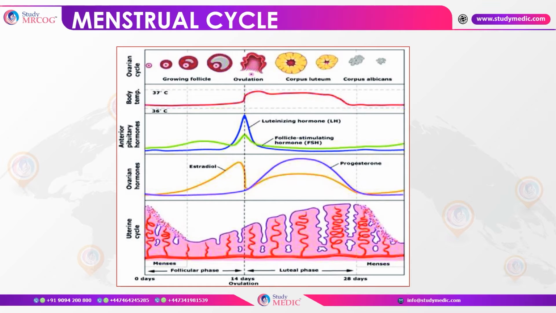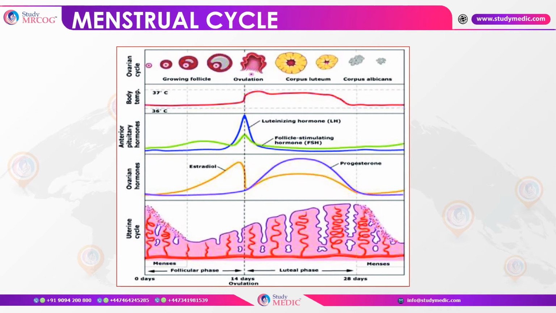So of the anterior pituitary hormones, FSH is the hormone of the first half, LH is around mid-cycle, and in the second half of the cycle both hormones are present in very low levels. Among the ovarian hormones, estradiol predominates in the first half of the cycle up to ovulation, and the second half, that is the luteal phase or the secretory phase, is mainly by the progesterone hormone.